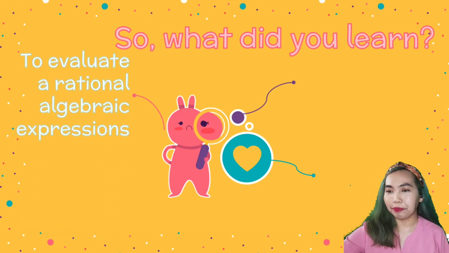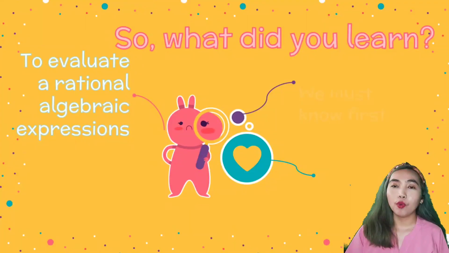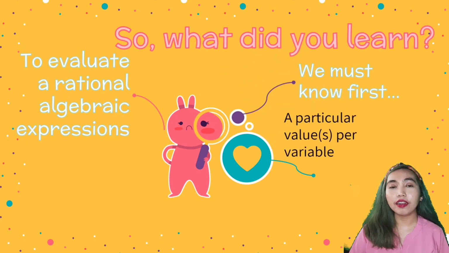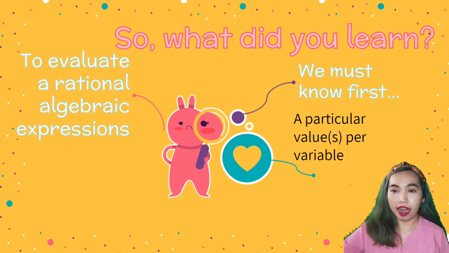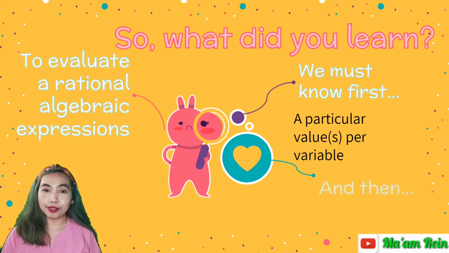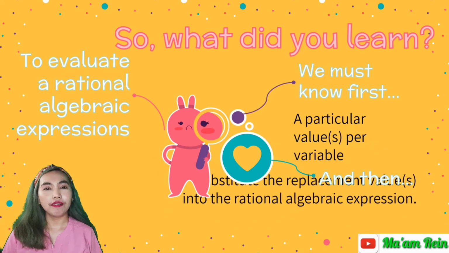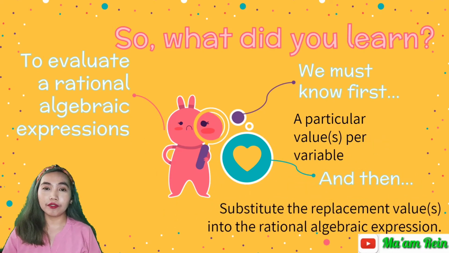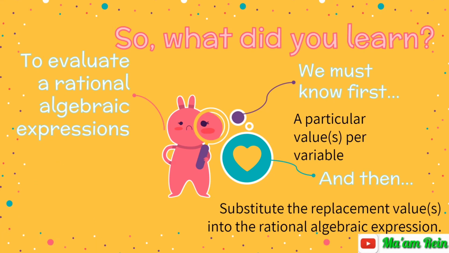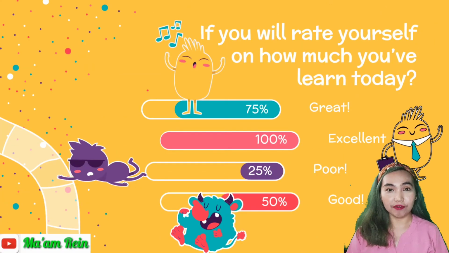So what did you learn? To evaluate a rational algebraic expression, we must know first a particular value per variable. And then substitute the replacement values into the rational algebraic expression. And lastly, simplify the result. If you will rate yourself on how much you've learned today, what would it be?